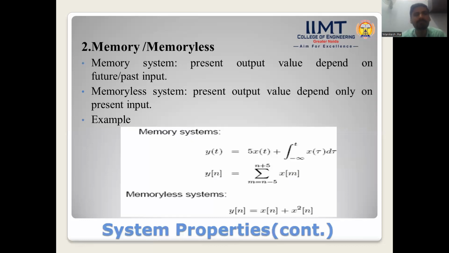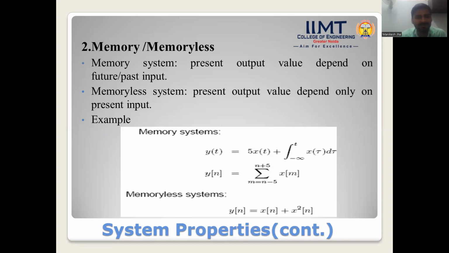Second one is memory and memoryless systems. What is memory and memoryless? First of all, we are discussing the memory system. We are taking one system whose present output depends on the past as well as future inputs. Then we can tell that this system is a memory system because it depends on the past input. When the system depends on the past input, we say that system is a memory system.